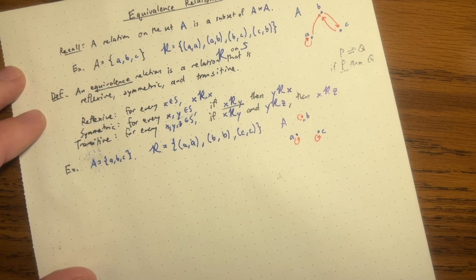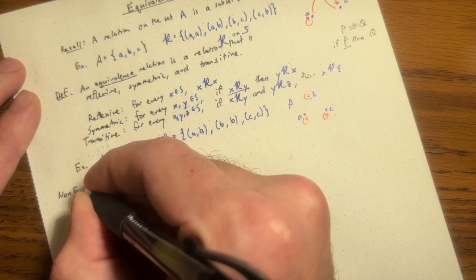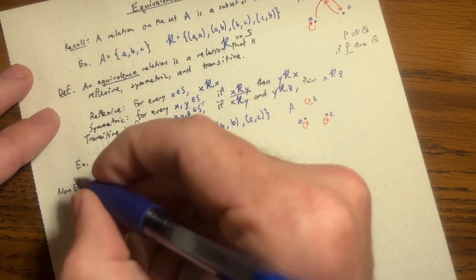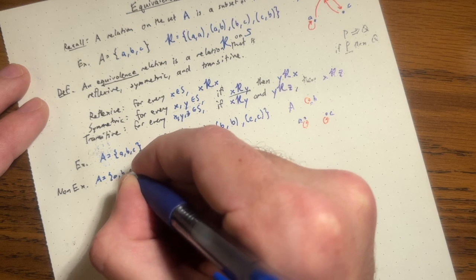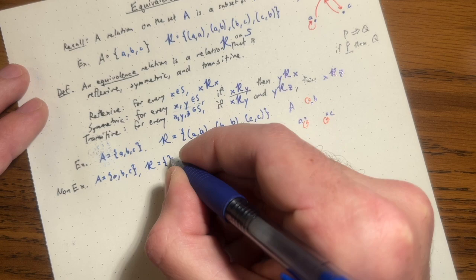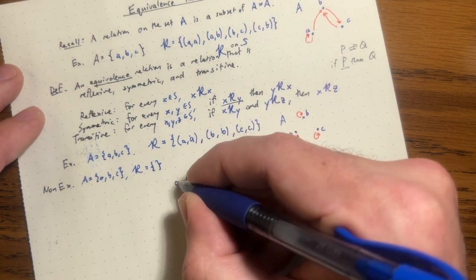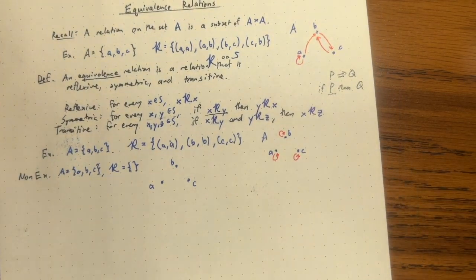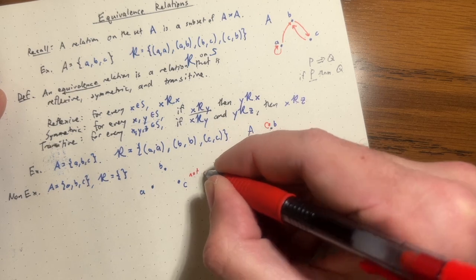Okay, that's a good example. Here's an example of something that's not an equivalence relation, so a non-example. We could have the same set, A, B, C, and my relation is just no relations whatsoever. So it's just A, B, and C with no arrows going anywhere. And the problem there is it's not reflexive.